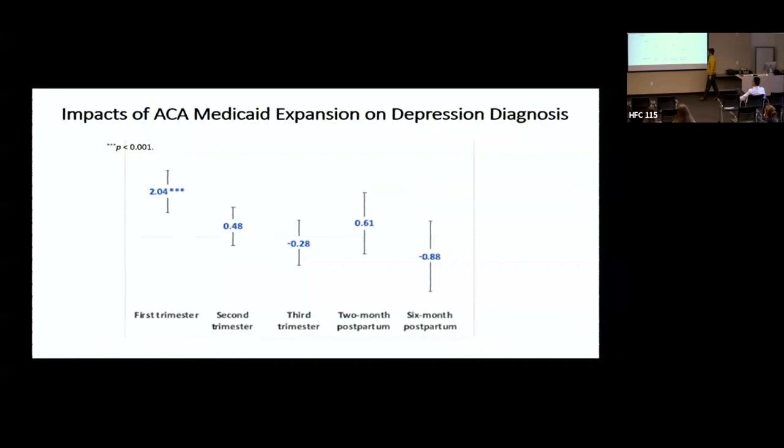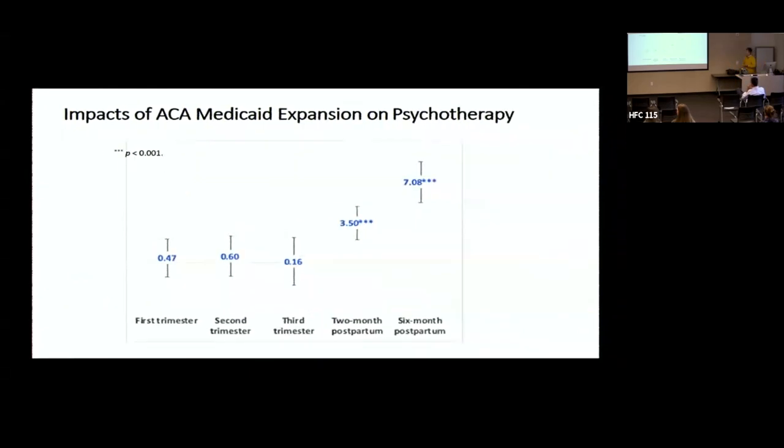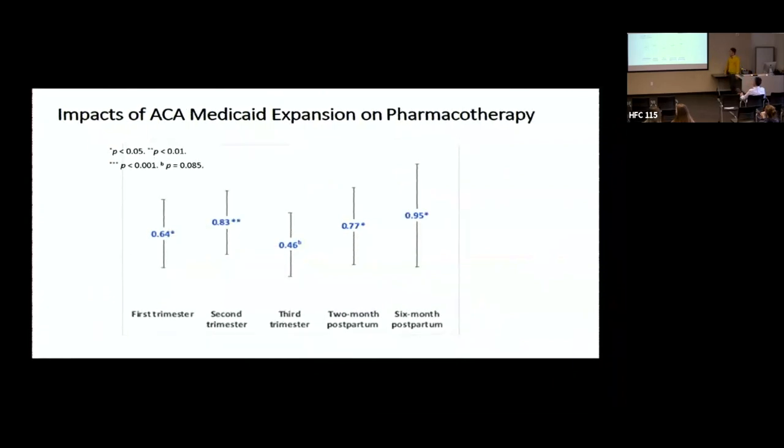About diagnosis, we see that it is only diagnosed during the first trimester, and it is a 2 percentage point increase, which in our data set actually means a twofold increase in the probability of receiving a depression diagnosis early on during pregnancy. In terms of psychotherapy, we again see a huge increase during the postbirth period, so 2 months postpartum, and even greater at 6 months postpartum, as we expected. And psychotherapy is almost always significant, and in the pattern, during the postpartum period it increased a little bit.